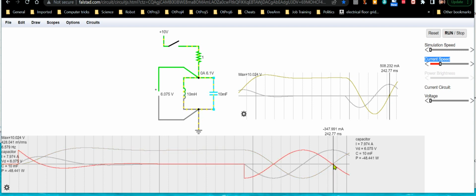Once it hits this zero current point, that means the inductor's flat dead and the capacitor's in charge again, because its current is zero but its voltage is maximum. So when you see this voltage maximum, that pretty much means it's time for the capacitor to take charge again, and that's basically what happens.